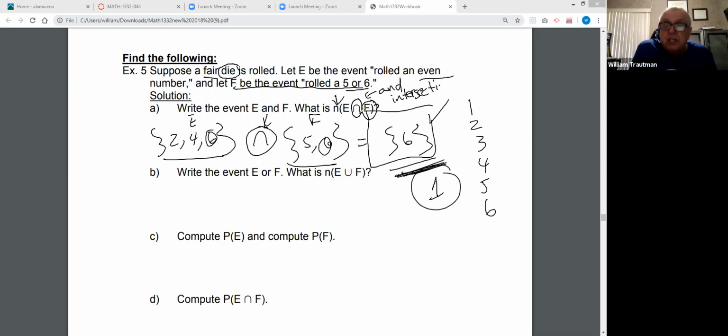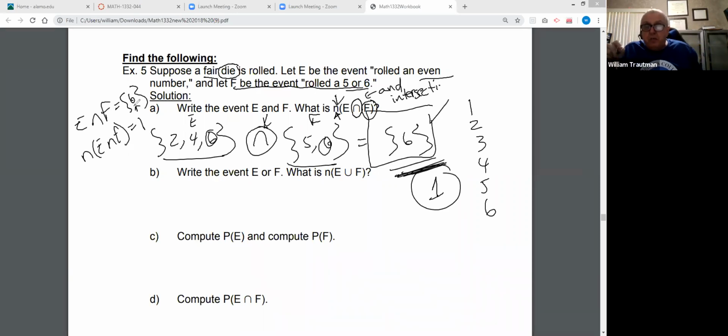Do you see there's that n means what is the cardinal number? This is the answer to E intersect F. The answer is the set 6. But the cardinal number of E intersect F is 1. There's only one item in the set. So the n in front of it means how many items are in the set, the cardinal number, how many different items, and there's only one item in the final answer.